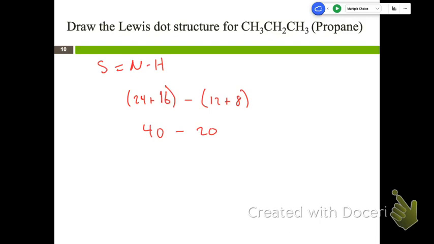Carbon should have 8 electrons each. There's 3 of them. Hydrogen should have 2 electrons each. There's 8 of them. Carbon does have 4 valence electrons. There's 3 of them. Hydrogen does have 1. There's 8 of them. So that's 40 minus 20. So that means that we have 20 shared electrons. So how many bonds is that?